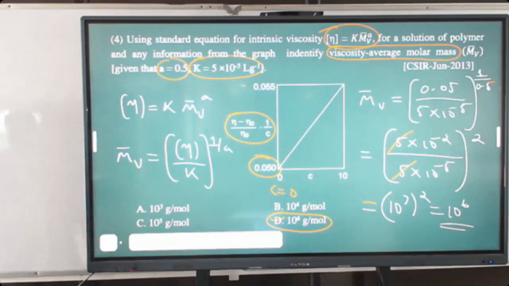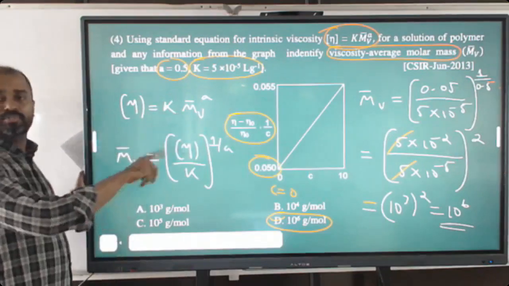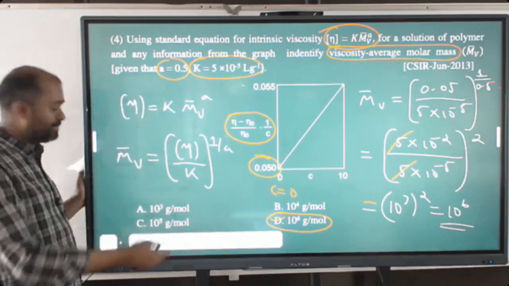10 to the power of 6 gram per mole. So, question number 4, option D is the correct answer. Easy, and this question was repeated. They have repeated the same question.